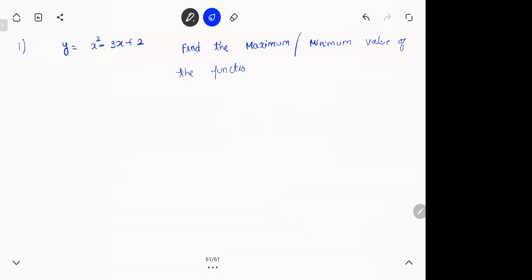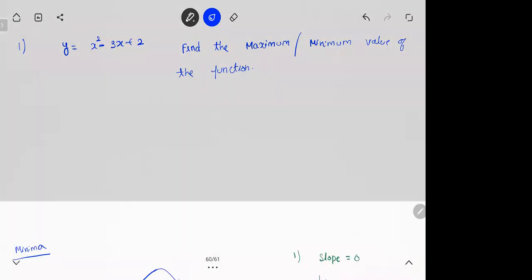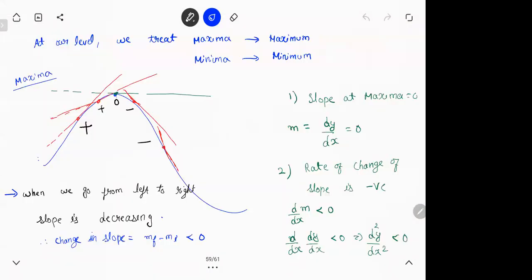Now, let's see. I'll give you an example first, then we will see how to do it. Question will be like this: y is equal to x square minus 3x plus 2. They'll ask you to find the maximum or minimum value of this function. Meaning, I don't know whether this is maximum or minimum. Now at maximum and minimum, what will happen? The slope is 0. That is the first condition in both of them. दोनों में first condition वही था, slope is 0.